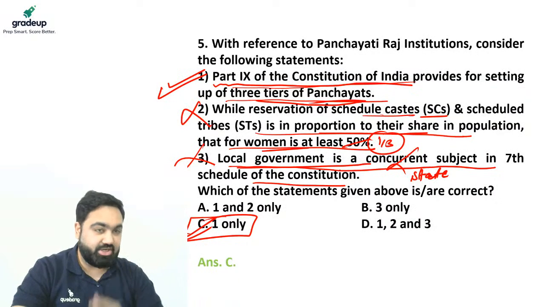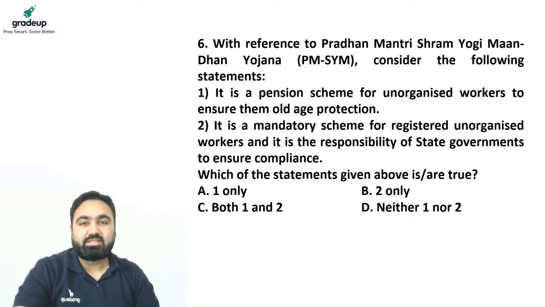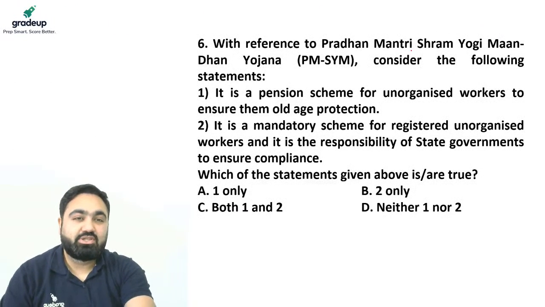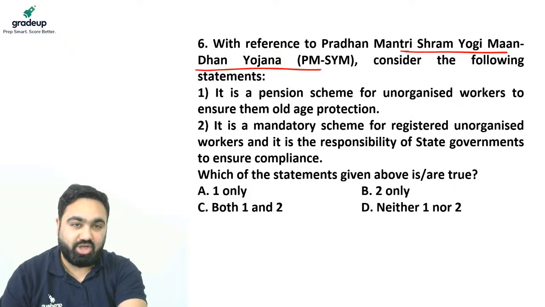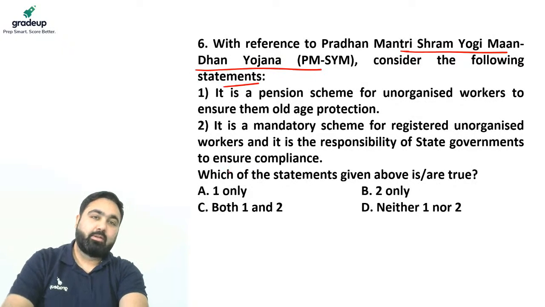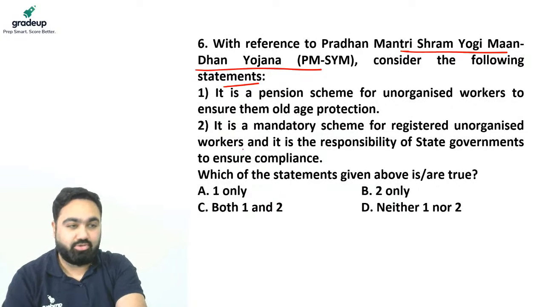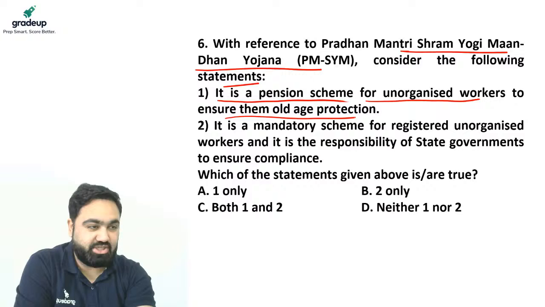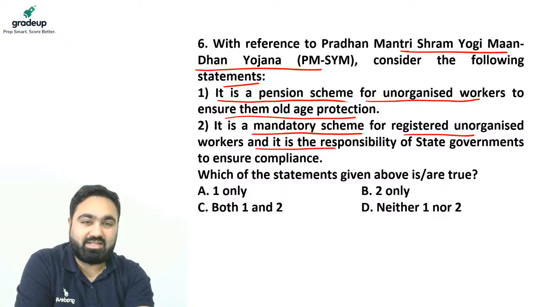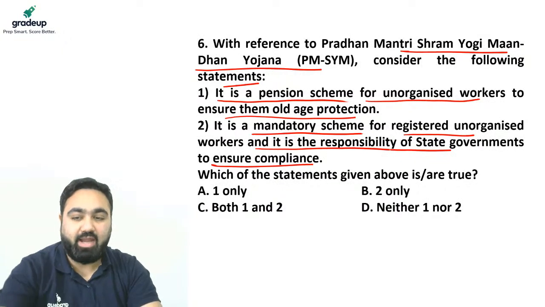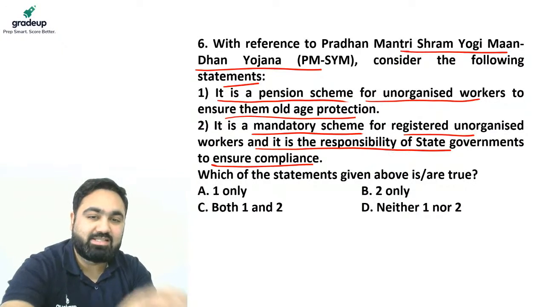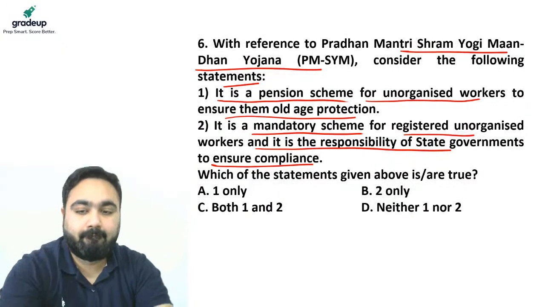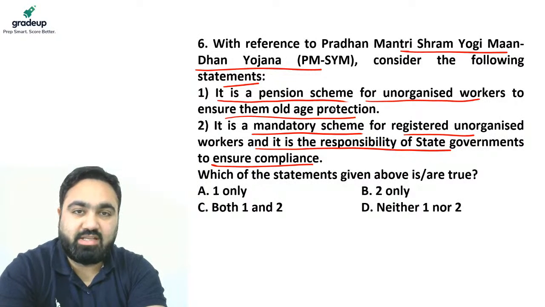Moving on to question number 6 now. With reference to Pradhan Mantri Shram Yogi Maan Dhan Yojana, consider the following statements. Number 1. It is a pension scheme for unorganized workers to ensure them old age protection. Second, it is a mandatory scheme for registered unorganized workers. It is the responsibility of state governments to ensure compliance. Which of these is the correct option?